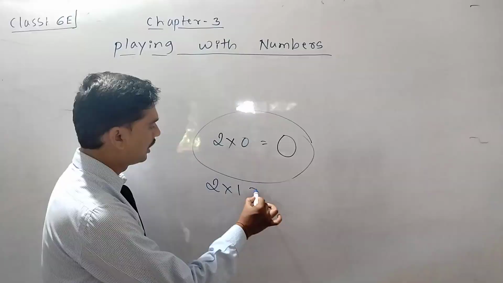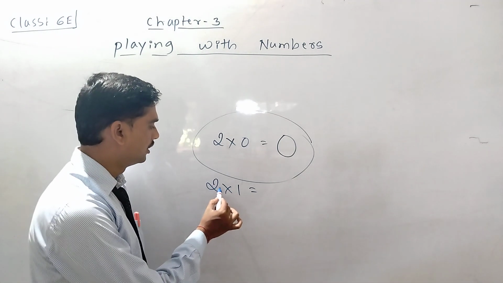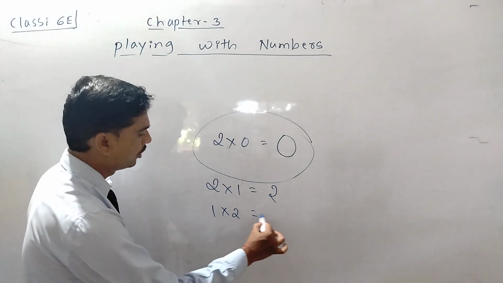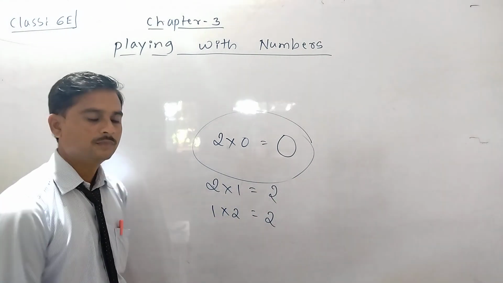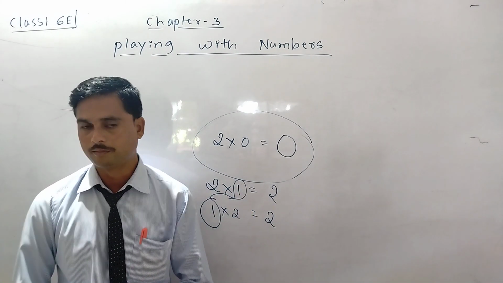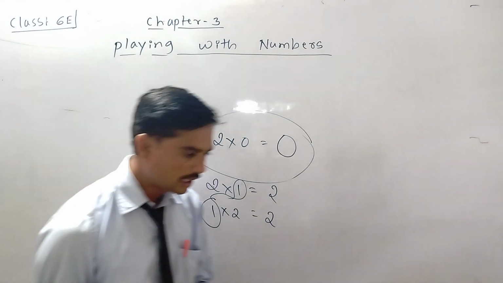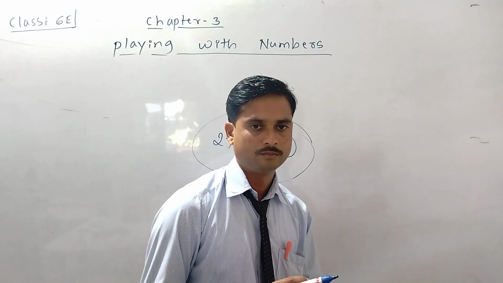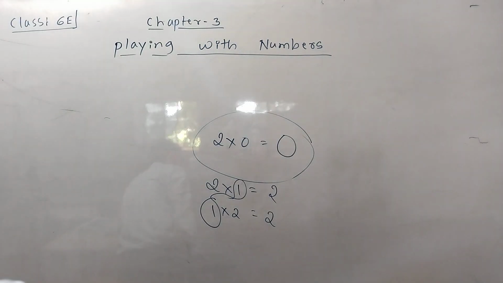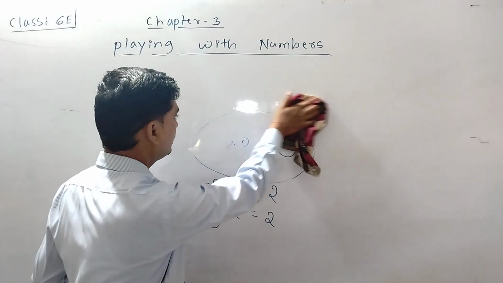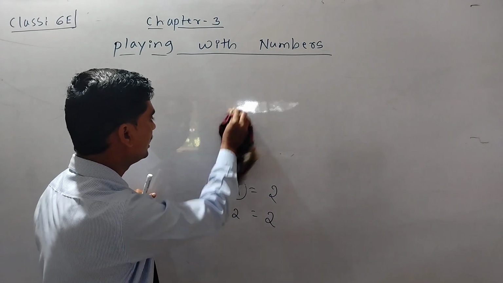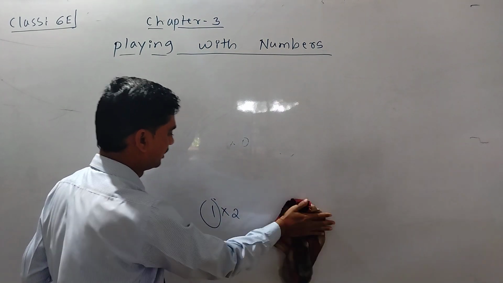Then 2 into 1, the answer is 2 only. Then 1 into 2 is also 2 only. So 1 is the identity of multiplication. It is a very important point. Remember. Then which is the identity of addition? 0. 0 is the identity of addition.